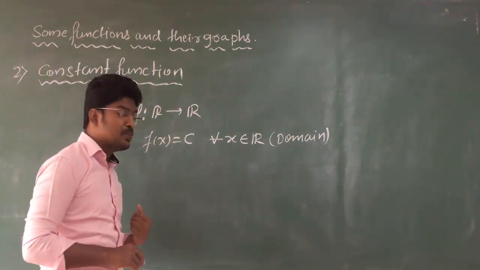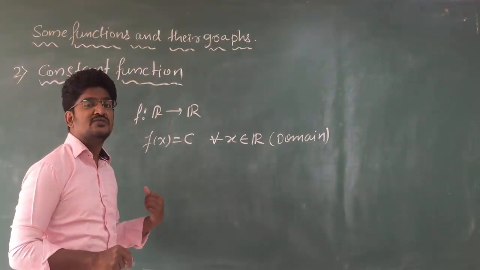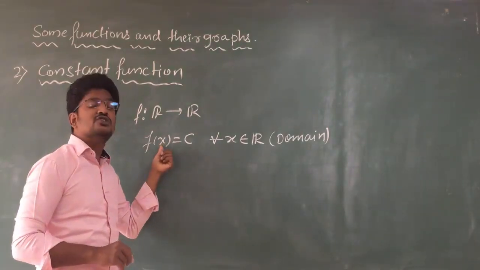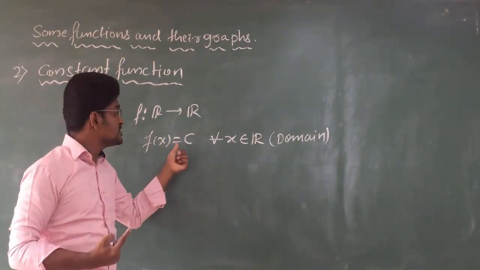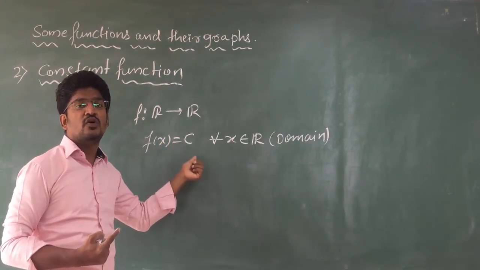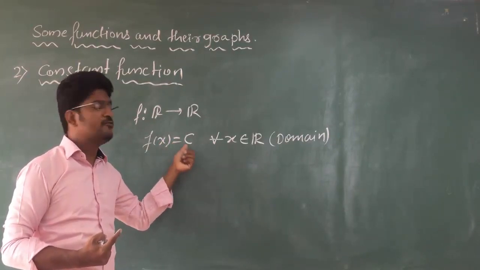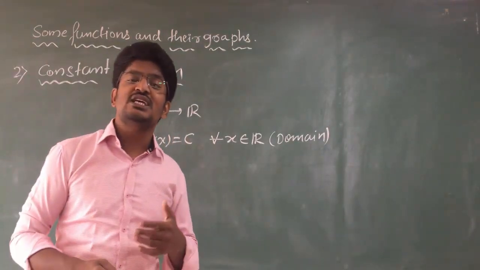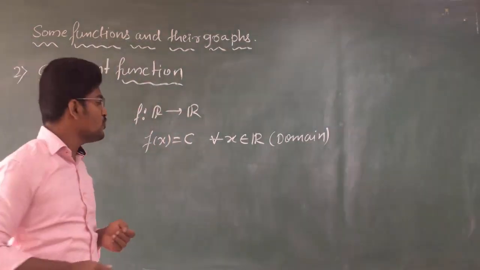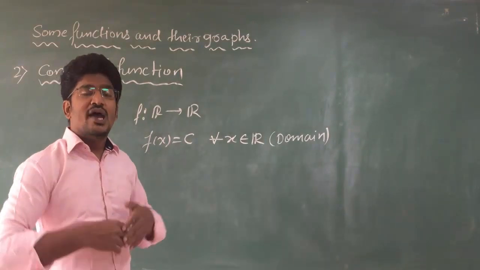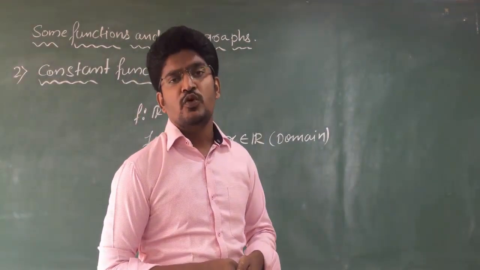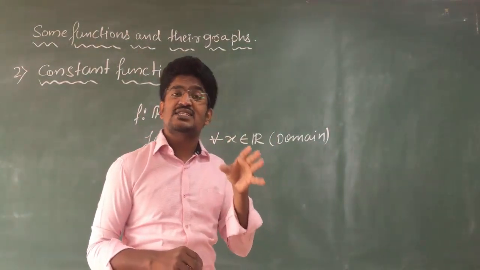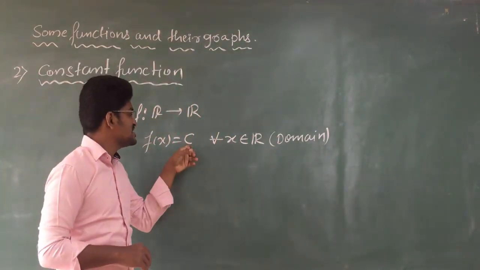Clear? Previously, what was happening with this function? For every value of x, the same number was the output. If you put 1, output was 1. If you put 2, output was 2. If you put 3, output was 3. In the previous function, that is identity function. But here what happens? You give any value as input, the output remains the same number, that is c.